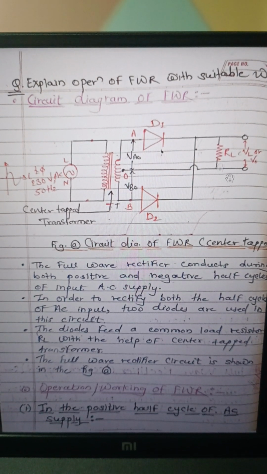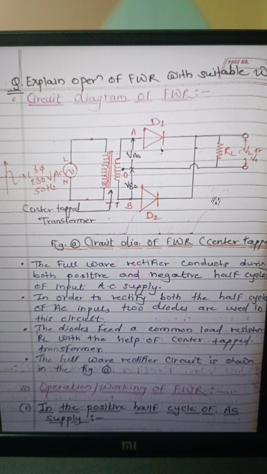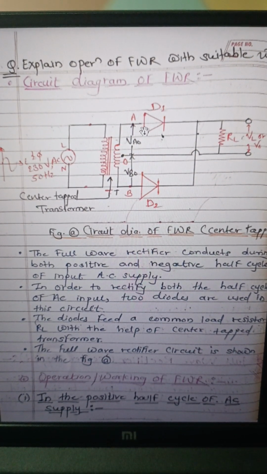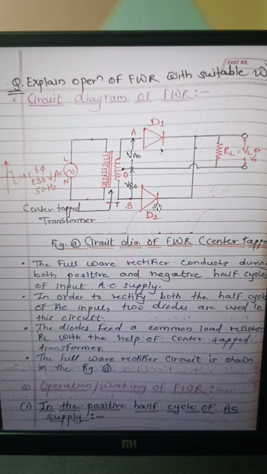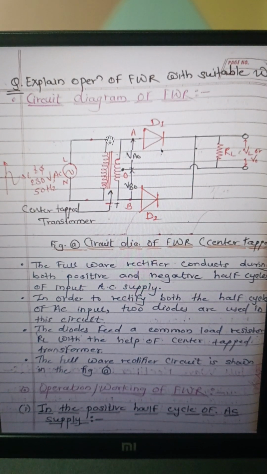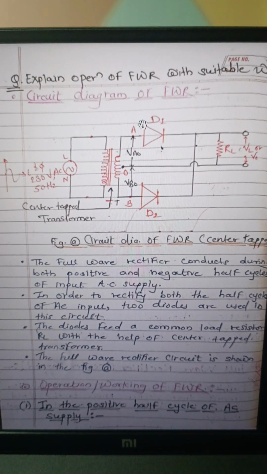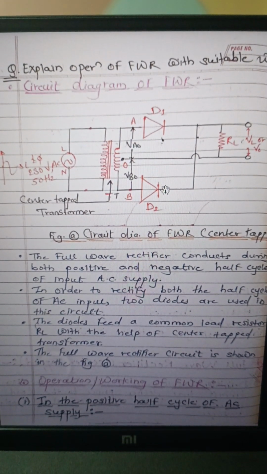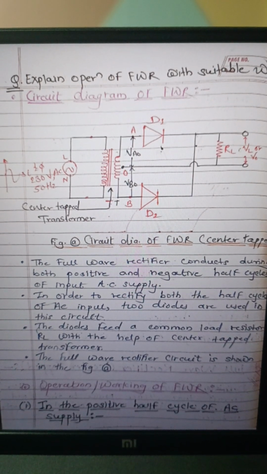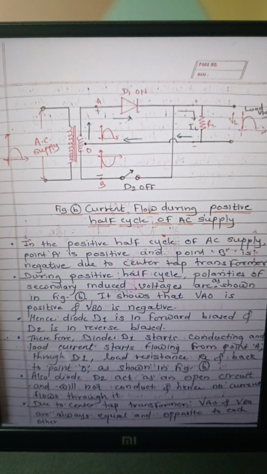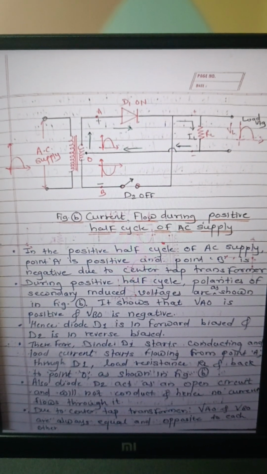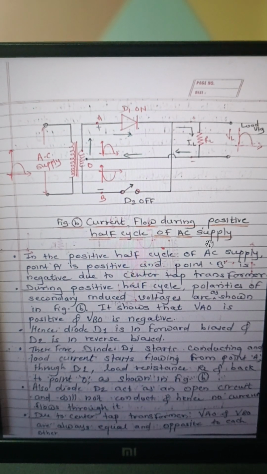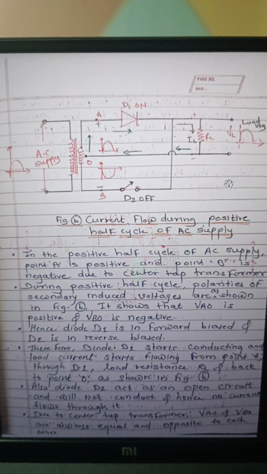So this is the full wave rectifier. Means this rectifier circuit conducts for both the half cycles, that is first the positive half cycle and second the negative half cycle. For both half cycles we will get output. So let's see the operation of this full wave center tap rectifier. This is the rectifier circuit for the positive half cycle. During the positive half cycle of AC supply, we have to draw this circuit diagram.